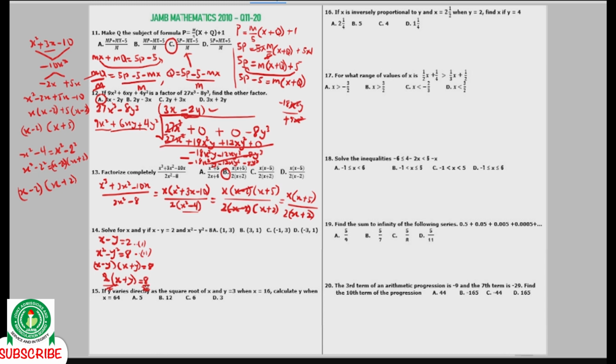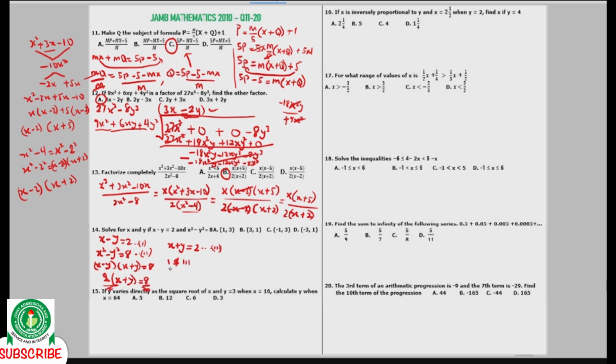So 8 divided by 2 will give you 4. So this expression becomes x plus y equal to 2. You can tag this equation 3. Now combining equation 1 and equation 3, bringing them together.